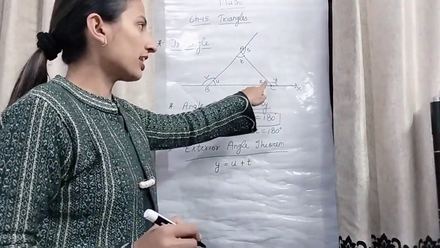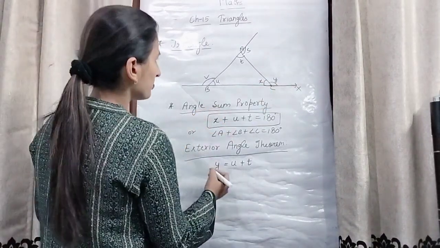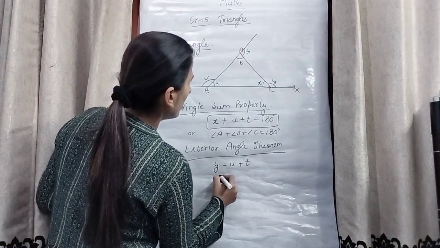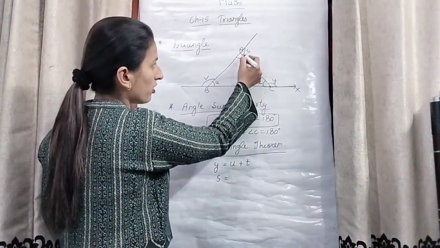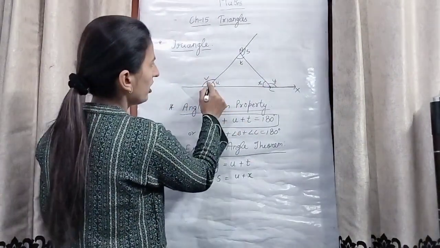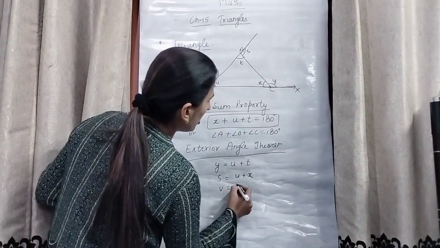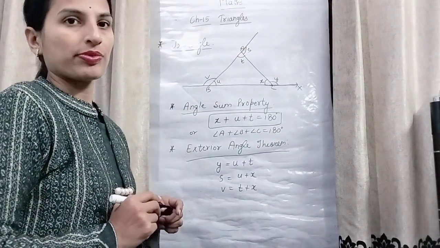Means you will exclude the adjacent angle. Okay. And similarly angle S is the exterior angle, so it will be equal to the sum of U and X. And V will be equal to T plus X. This is the exterior angle theorem.